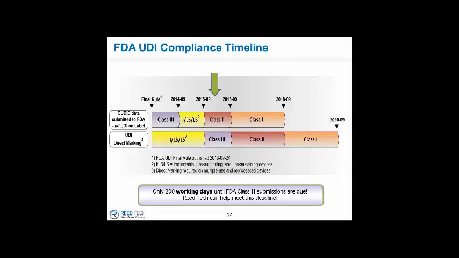What about a timeline? Most of the audience, I would believe, are Class 2 manufacturers, and we see that we're pretty much in the middle of the allotted time frame. One of my associates here put together a quick calculation, came up with 200 working days from now to September 24th, 2016. That is the date that Class 2 manufacturers need to have UDI on their label and also have the data sent to the FDA.